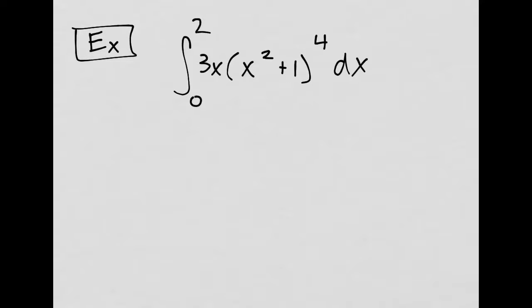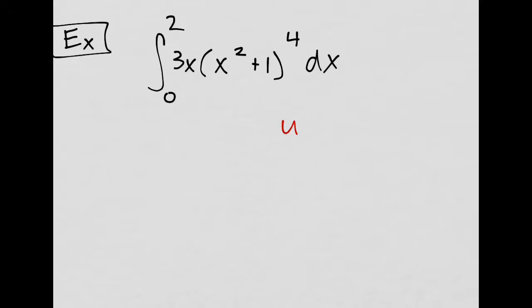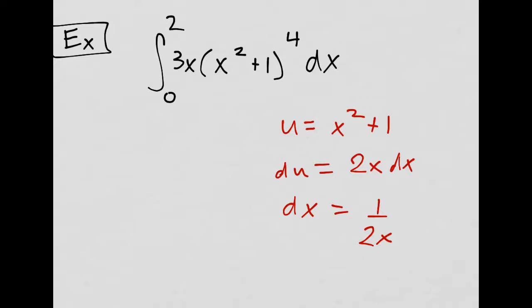So for this, I do have to use u substitution. What would you choose to be your u value? x squared plus 1 seems like a good choice. So I'll change my variables. u equals x squared plus 1. du equals 2x dx. Solve for dx. dx equals 1 over 2x du.